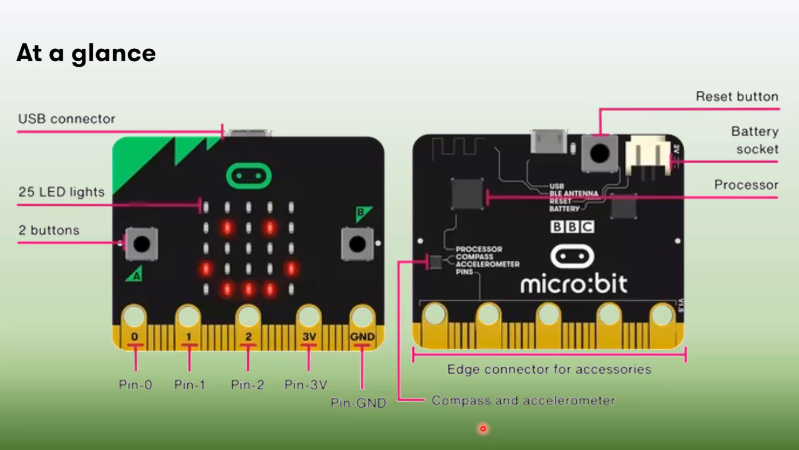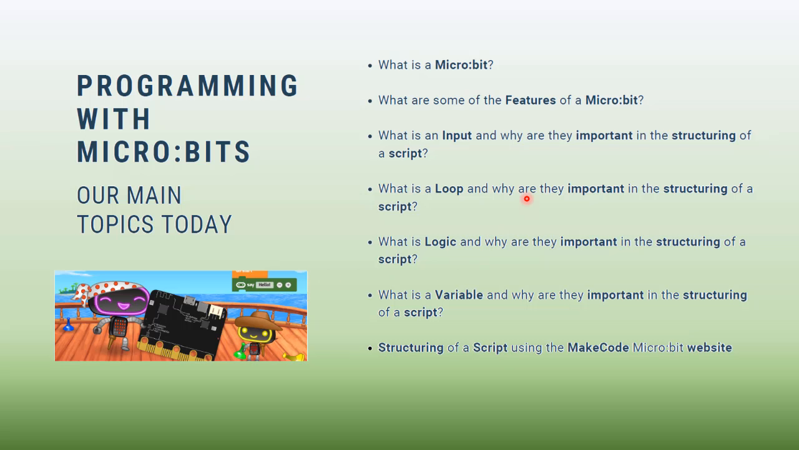But today we're actually going to discuss what we need to do to get started programming on the microbit. So we're going to think about what inputs are and how they're important and how we use them. We're going to think about what logic is and why that is important and how that's used. We're going to have a look at loops. We're also going to have a look at variables. And then later we're going to work on starting our scripts or our programs to run on the microbit.